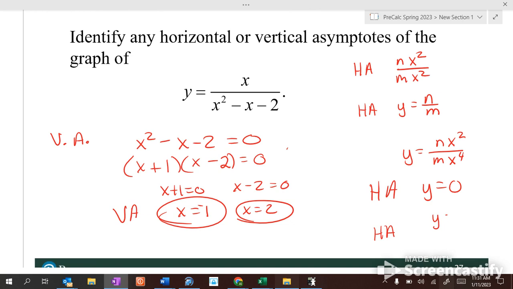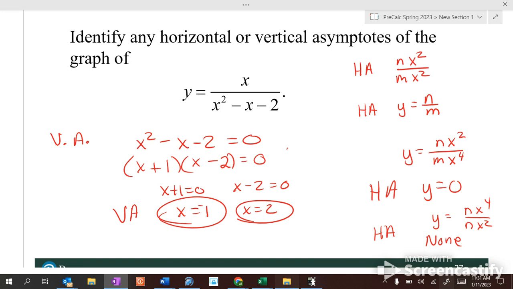And if your top power is higher than your bottom power, there's going to be no horizontal asymptote. If the top power is higher than the bottom power, we're not going to have a horizontal asymptote. We might have a hole in the graph. We might have a slant asymptote, which it's called, but we won't have a horizontal asymptote.